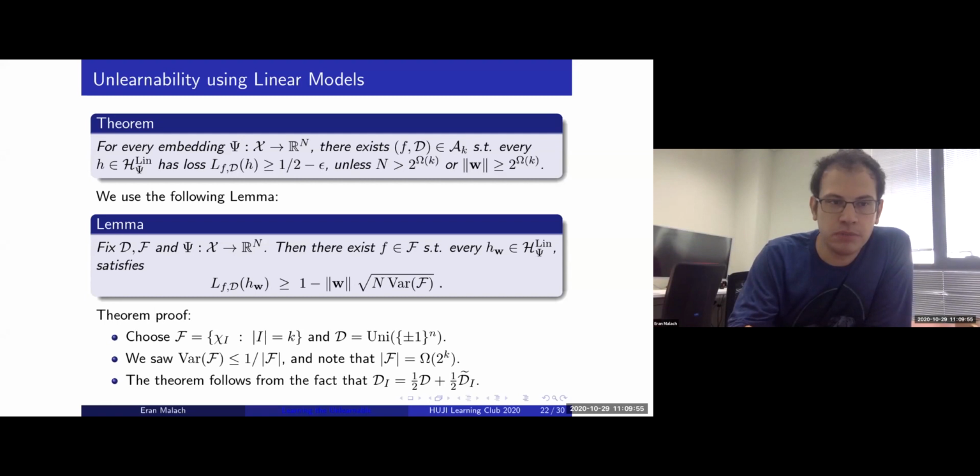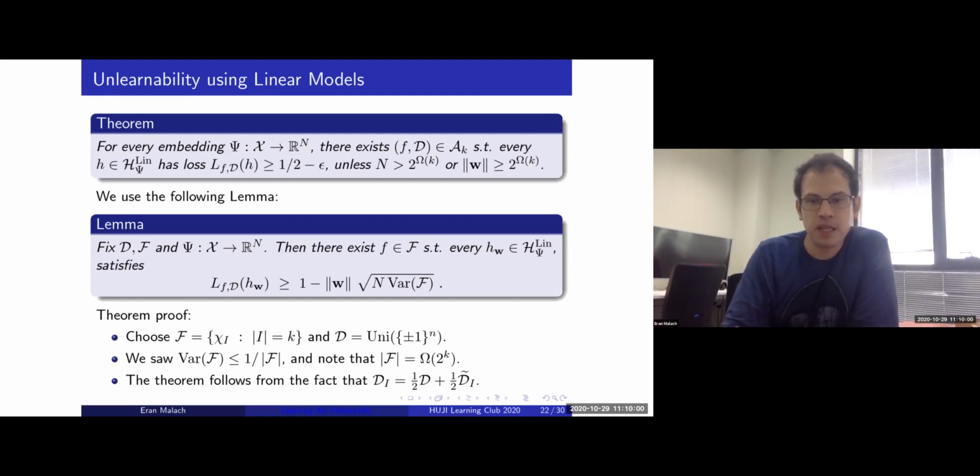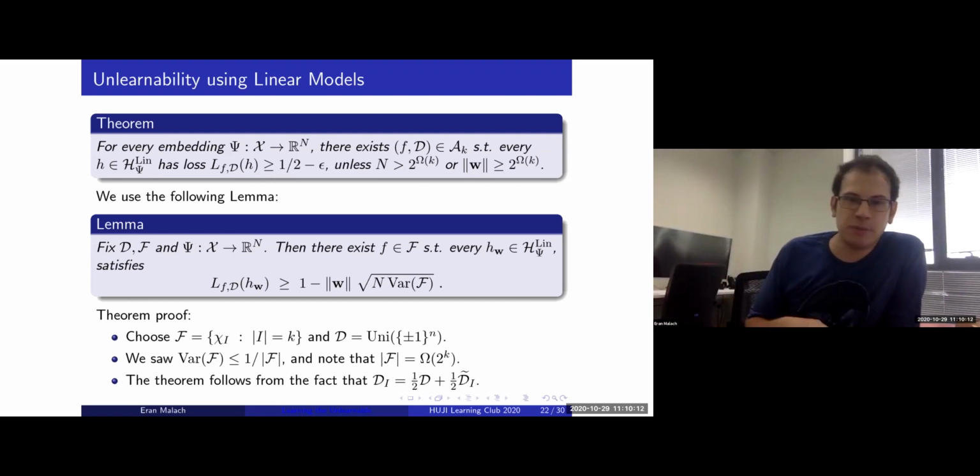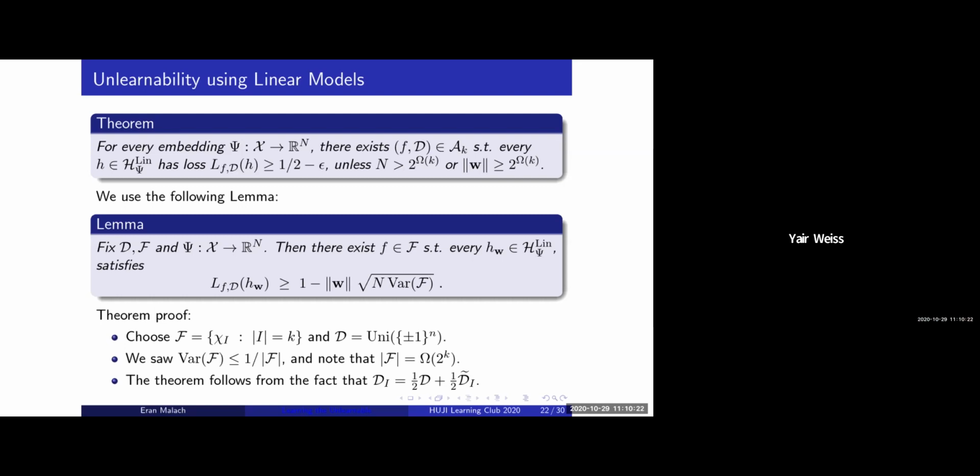Yes, so any questions about this? I guess maybe the surprising thing here is that the variance that we use to bound the learnability of neural networks in the previous part plays a role here in showing that the same parities cannot be approximated well by linear classifiers.